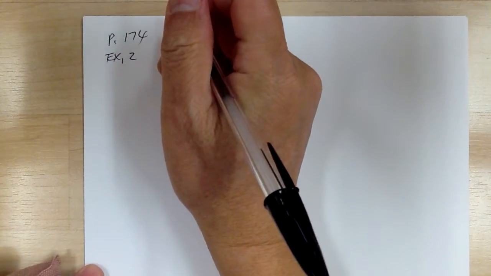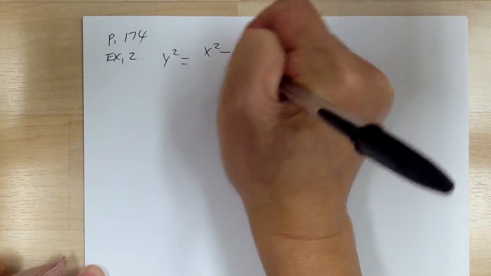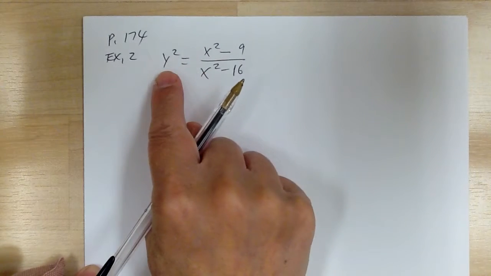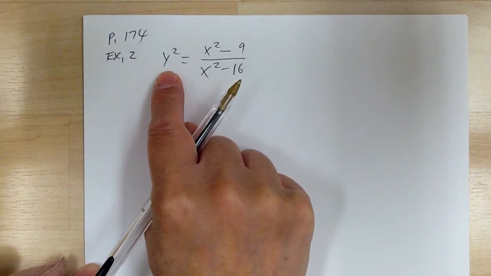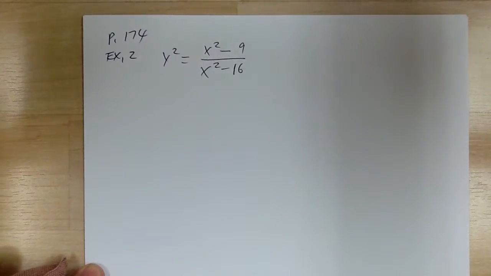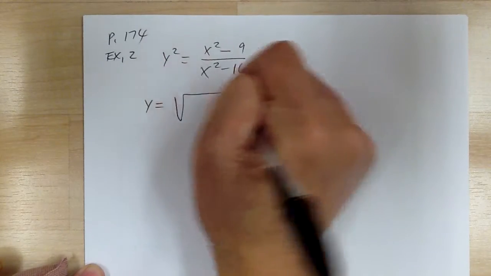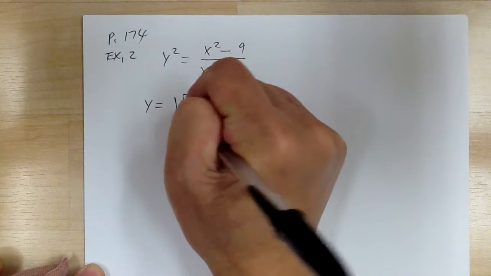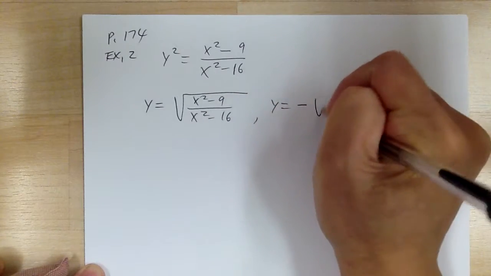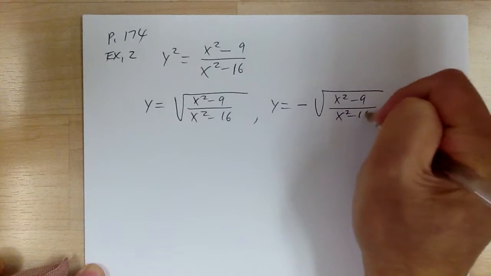Example 2 says, draw the graph of the equation y squared equal to x squared minus 9 over x squared minus 16. So first, what you want to do, you have to solve for y. So take the square root. Now, when you solve for square root, go and separate the plus from the minus so you don't get confused. So y equal to square root of x squared minus 9 over x squared minus 16. Okay, and you got y equal to negative square root of x squared minus 9 over x squared minus 16.